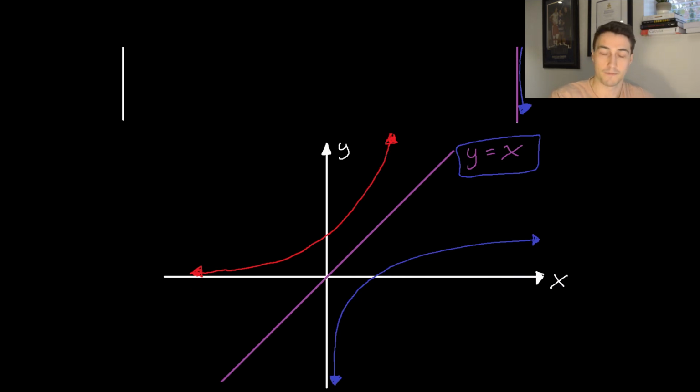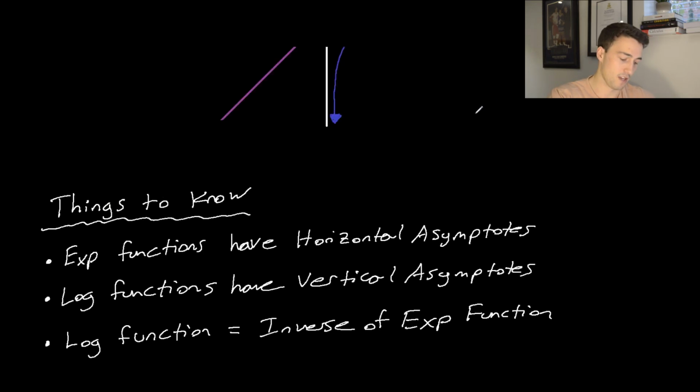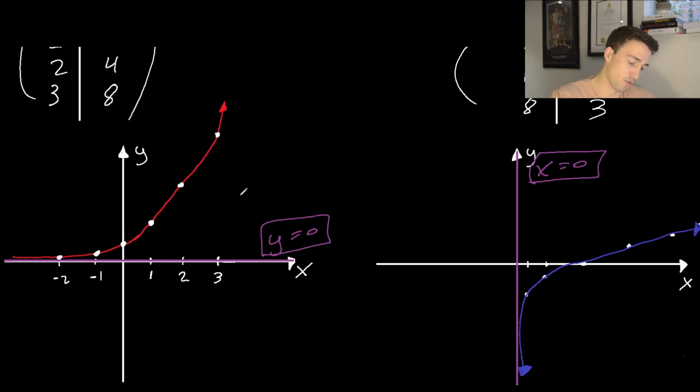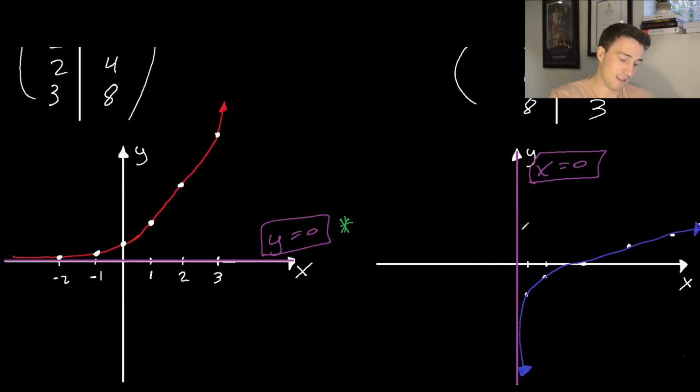So this blue line is a perfect reflection of this red line, and the reflection line is y is equal to x. Okay, so to review, what I want to go over is things to know about this logarithmic function. What we have here is that exponential functions have horizontal asymptotes. That is this line right here, this y is equal to 0 line. And then, based on the fact that it's an inverse, log functions have vertical asymptotes. And that is this value right here.